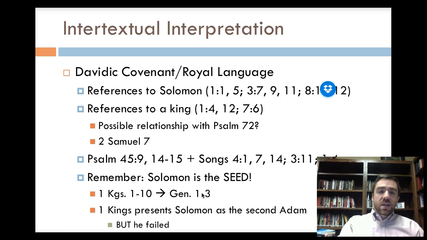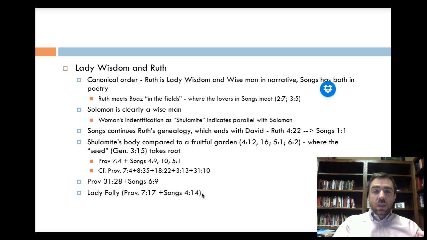Okay, so I list out these things. I wish we had time to walk through them carefully, but you see the references to David, you see the references to Solomon. Solomon is the seed, right? He's the line through whom the Messiah is going to come. In 1 Kings, he's presented as a new Adam. So this is very charged language. Same thing with Lady Wisdom language.